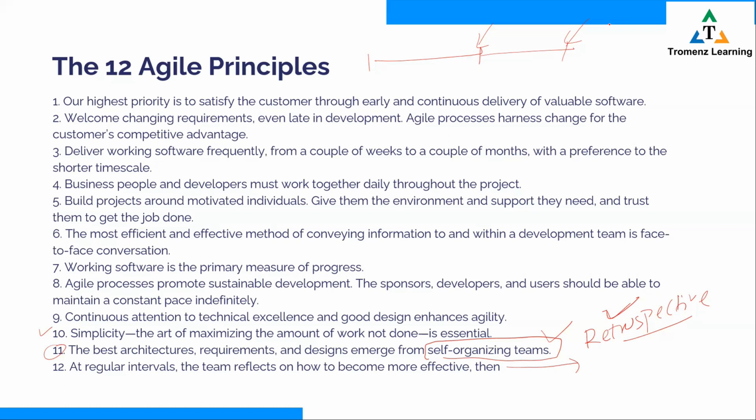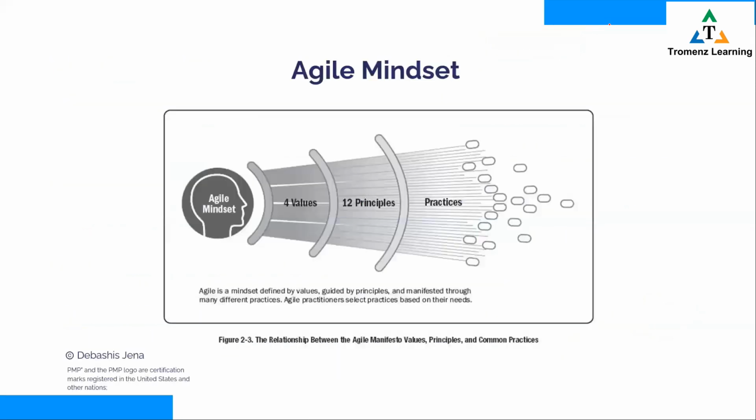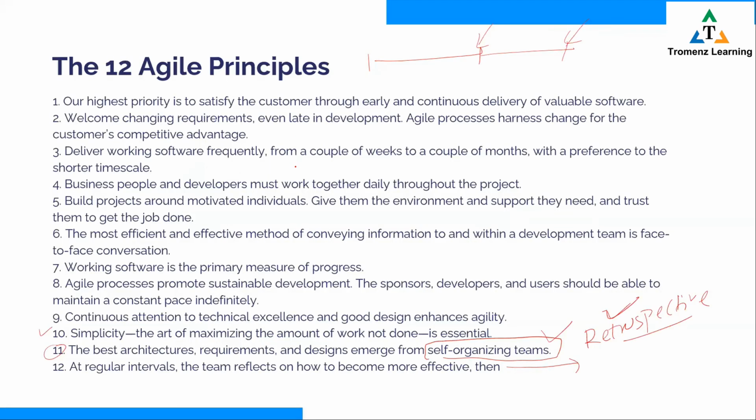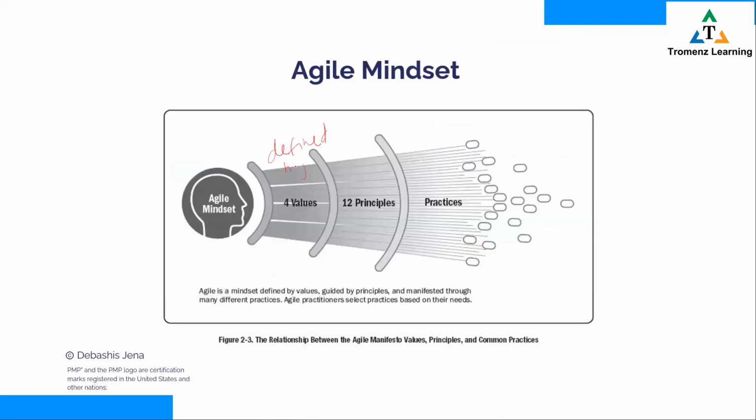All right. So far we touched upon the manifesto and the principles. Now, what is this agile mindset? Have a look. Agile mindset is defined by the 4 values, the 4 values in the manifesto, then guided by the 12 principles we just touched upon, and manifested by several practices.